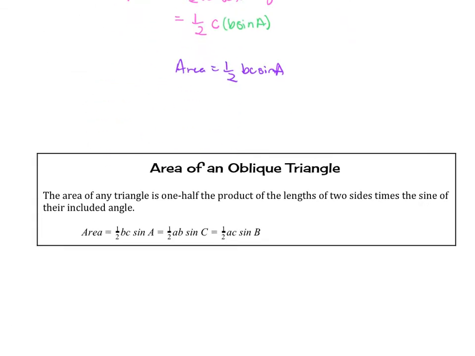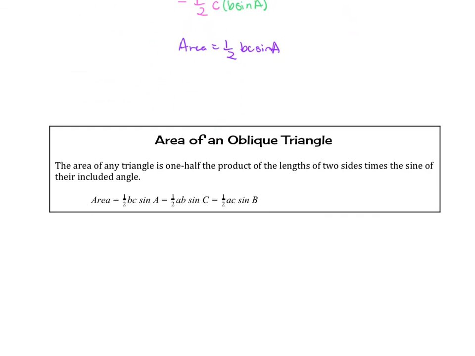So area of an oblique triangle, the area of any triangle is 1/2 the product of the lengths of two sides times the sine of their included angle. So it could be area equals 1/2 B times C sine of A, or 1/2 A times B sine of C, or that equals 1/2 A times C times sine of B.